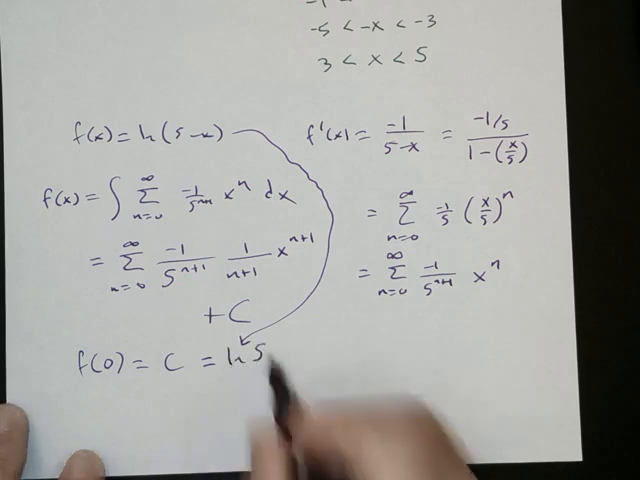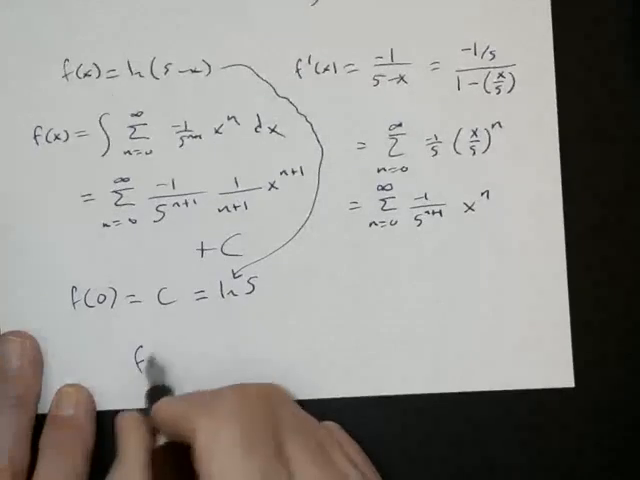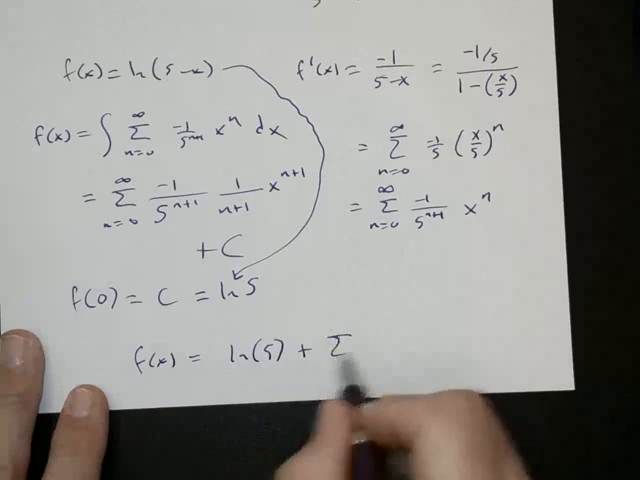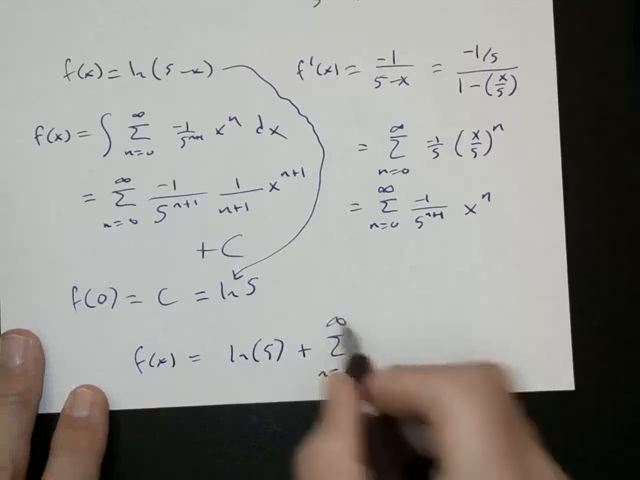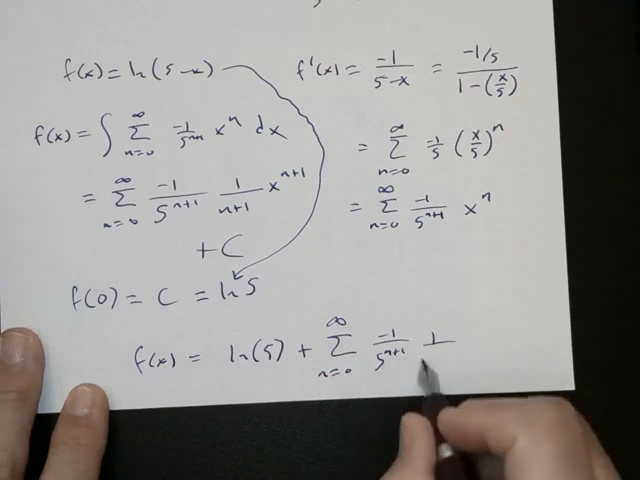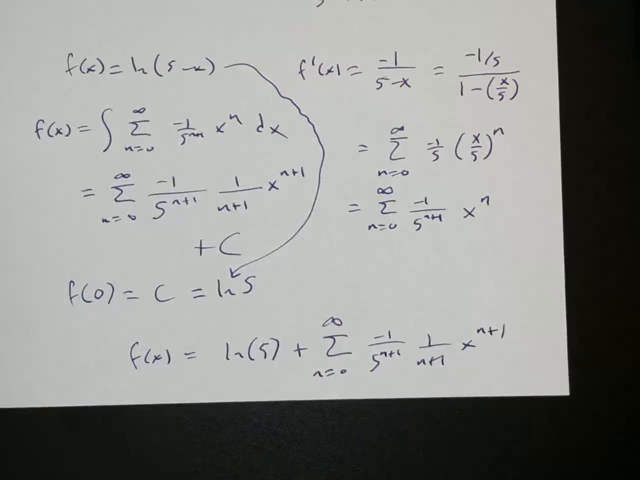So my power series is ln 5 plus the sum from 0 to infinity, negative 1 over 5 to the n plus 1, 1 over n plus 1, x to the n plus 1. There's my plus C. I found it. Thank you for pointing that out, Dominic. I did it the wrong way. Which goes back to my statement back in chapter 7, there's usually more than one way to skin a cat.